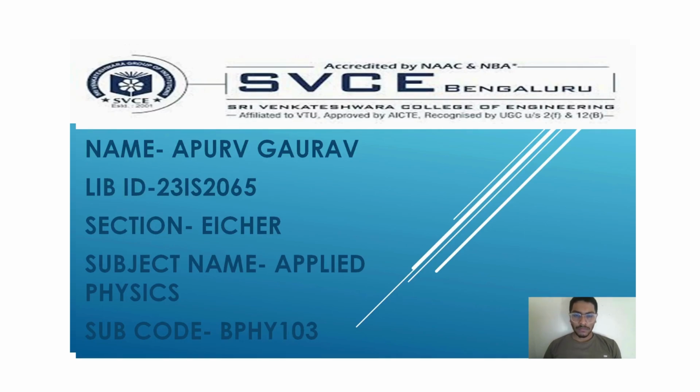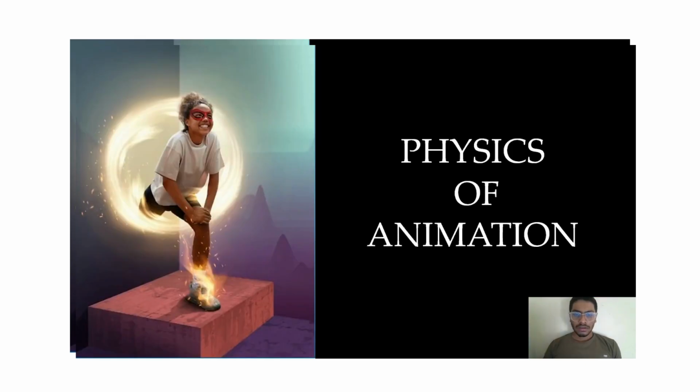It's me Apurv Gaurav, library ID 23IS2065, subject name Applied Physics, subject code BPHY103. So let's begin with the introduction of this topic, physics of animation.